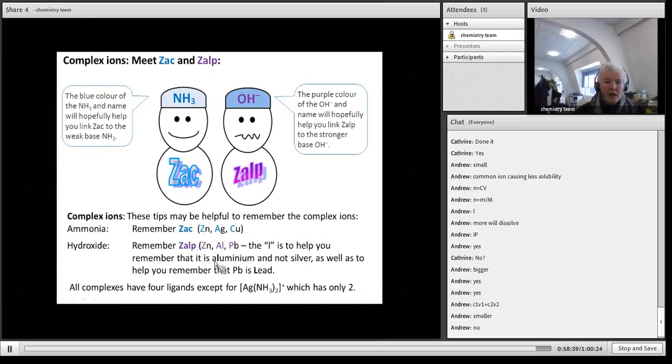So, and then another trick is that all complexes that you have to know have 4 ligands. So in other words, that number over here would be 4, except for silver, which only has 2. As you can see, there's only 2 there. Okay.